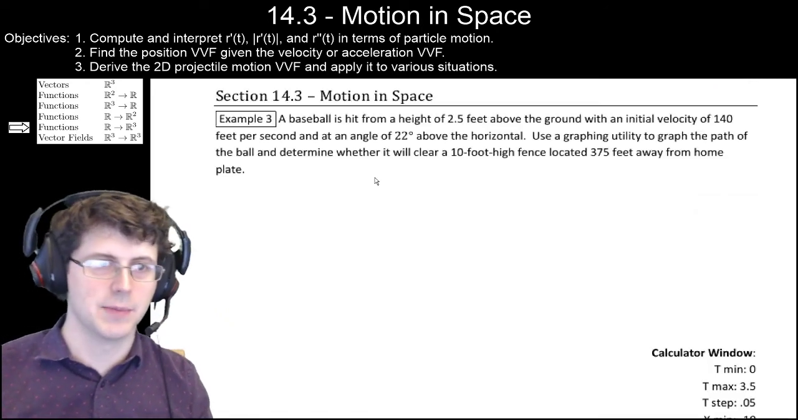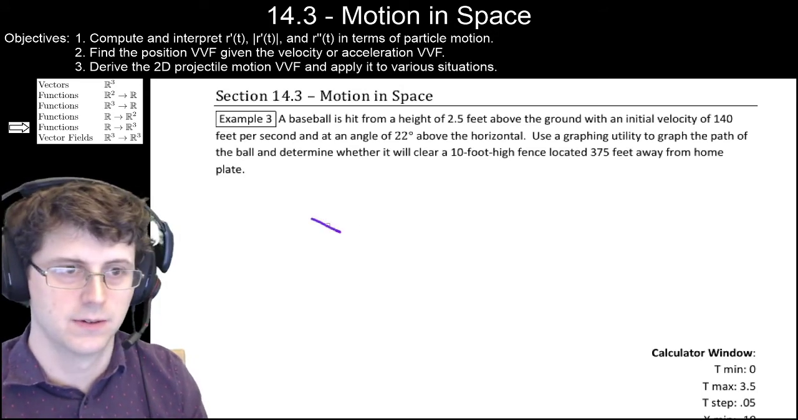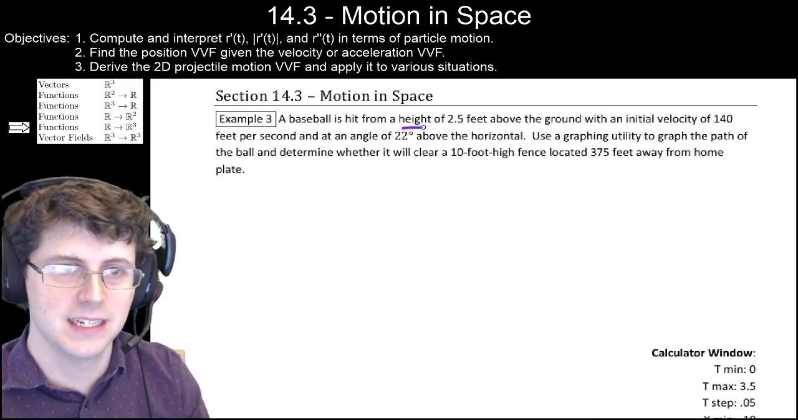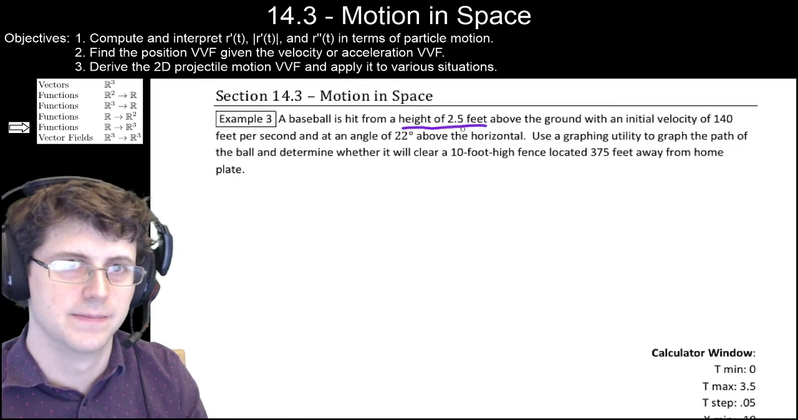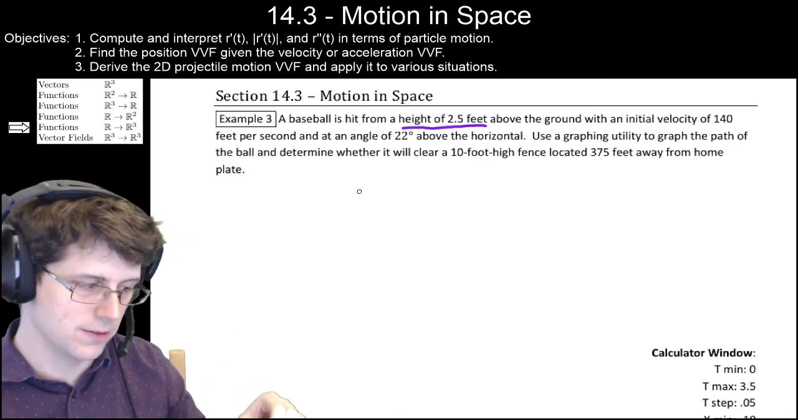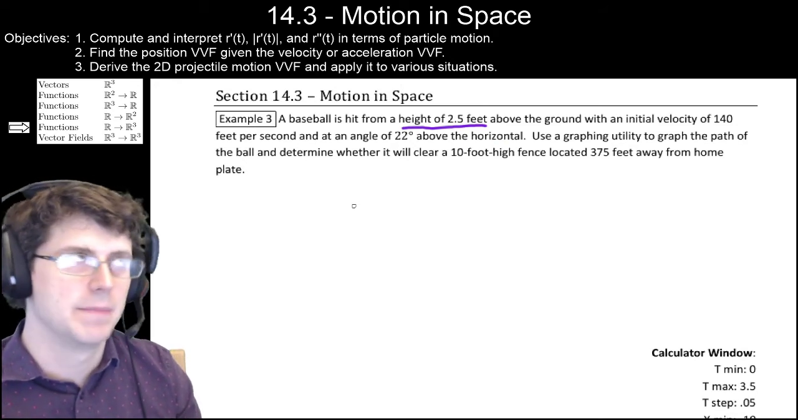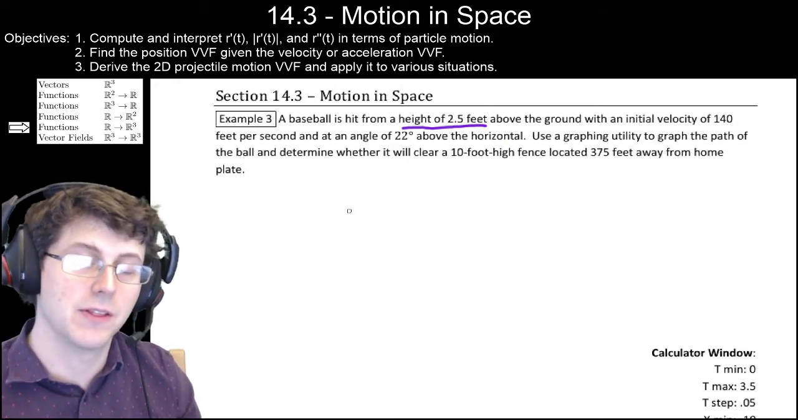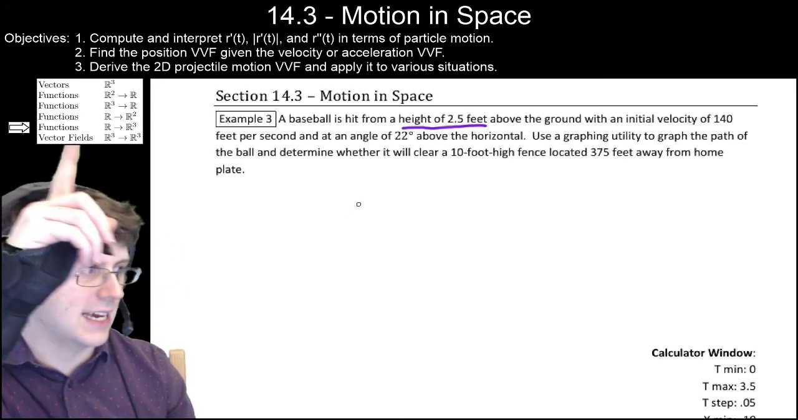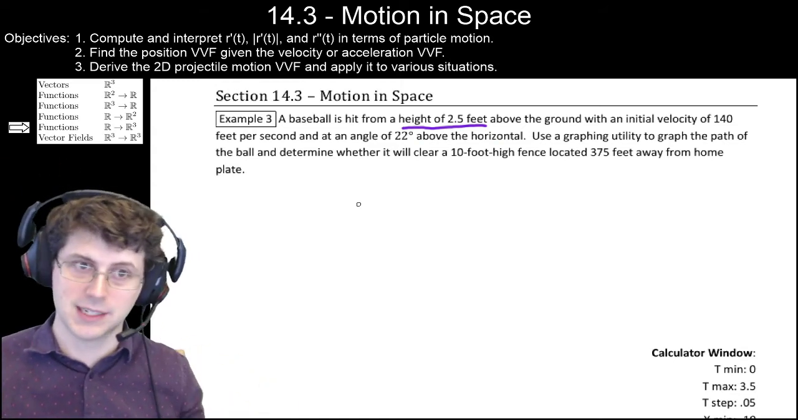Okay, so here's our example. The example here is that I've got a baseball. Baseball hit from a height of 2.5 feet. So I don't want to keep reading. I want to try to translate it into vectors as soon as I can. The problem is I can't really tell if I'm going to need to think about 3 dimensions or 2 dimensions. So I guess I have to finish reading the problem first to decide what kind of object I'm going to think about. Are my vector valued functions going to have 2 components or 3 components?